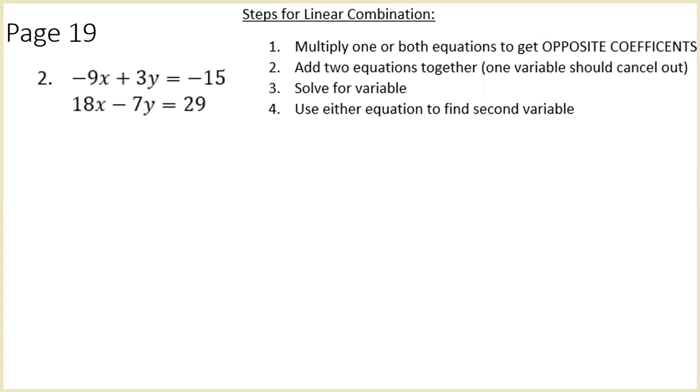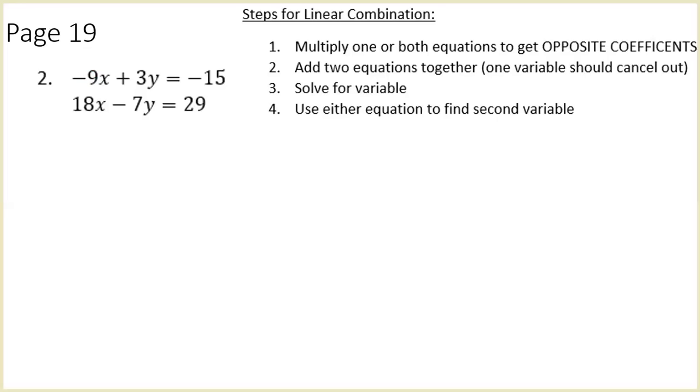So we don't have opposite coefficients, but if we look at our x coefficients, one has a -9 and one has a +18. If I multiply this first equation by 2, 2 times -9 is -18. And then I would have opposite coefficients.